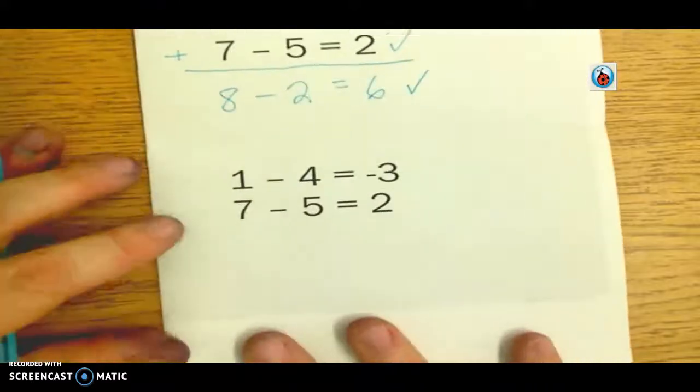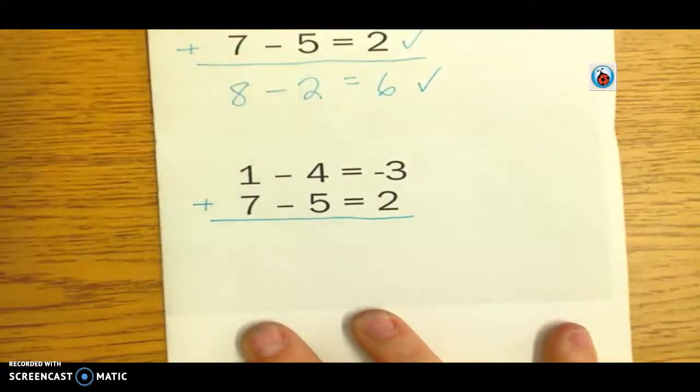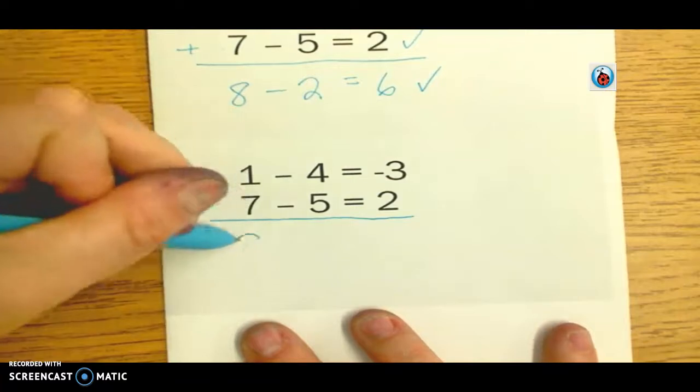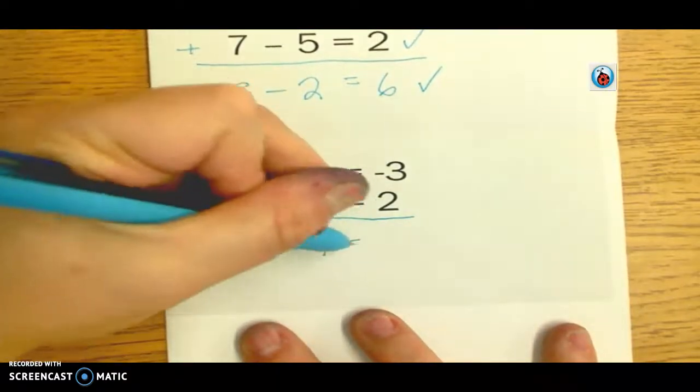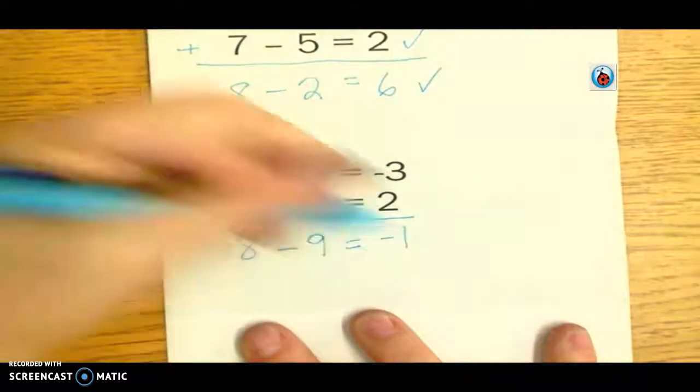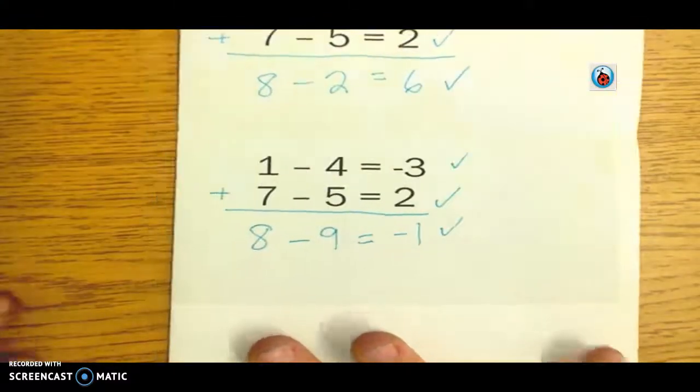All right, we'll do one more. Let's have some negatives going on in there. Again, we're going to add the two equations together. That means 8, negative 4, negative 5 is a negative 9. A negative 3 and a 2 is a negative 1. It still works. What? All right, so here is the magic behind it.